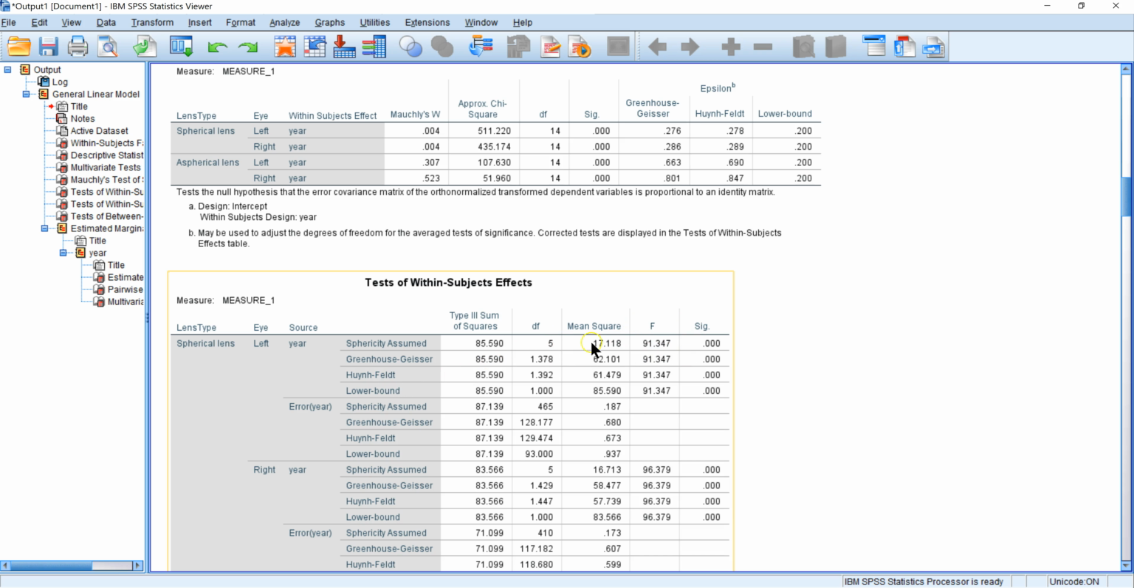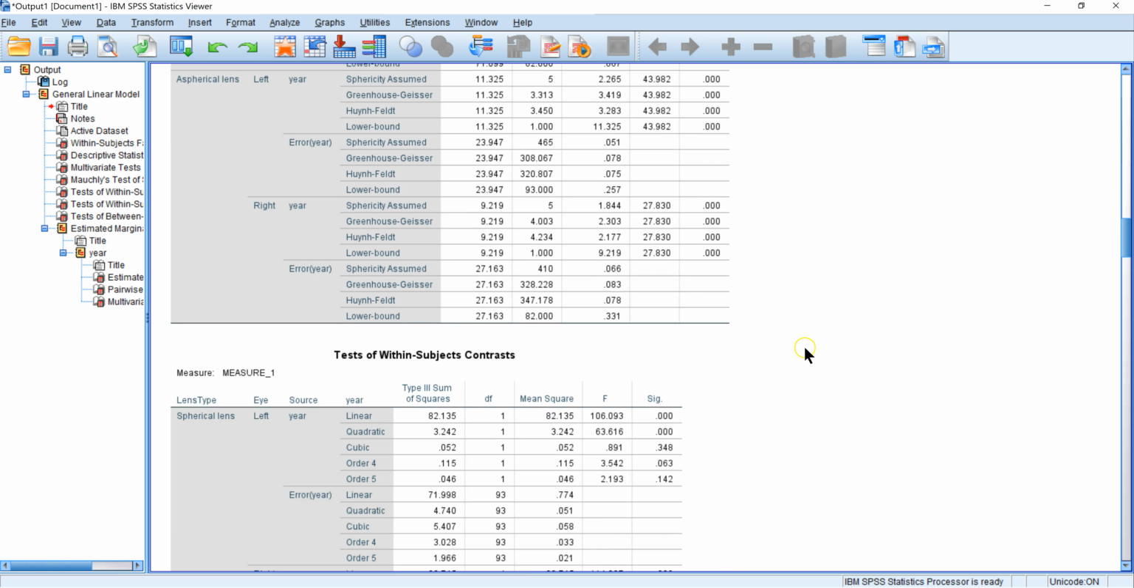But you can see that this is year, and year has 4 p-values, but really we're only considering 1 p-value. And if you were writing up your paper, you would say, we tested the effect of year. The Greenhouse-Geisser has an F-test, a corrected year variable. The F-test is 91.3 with a p-value, p less than 0.001.